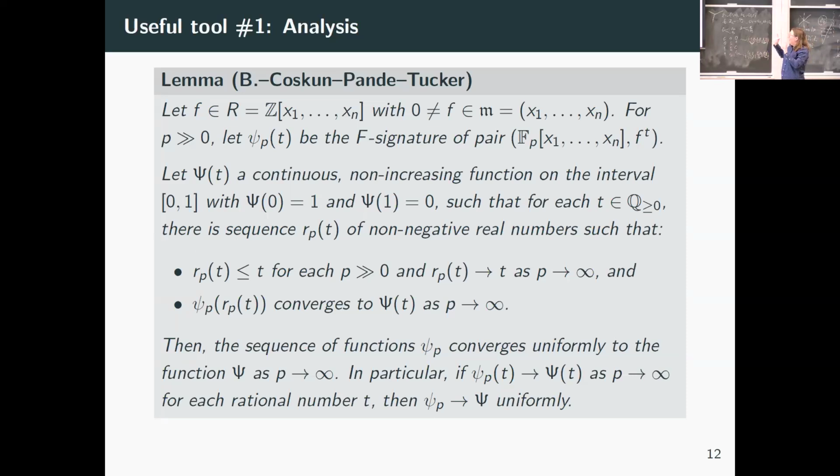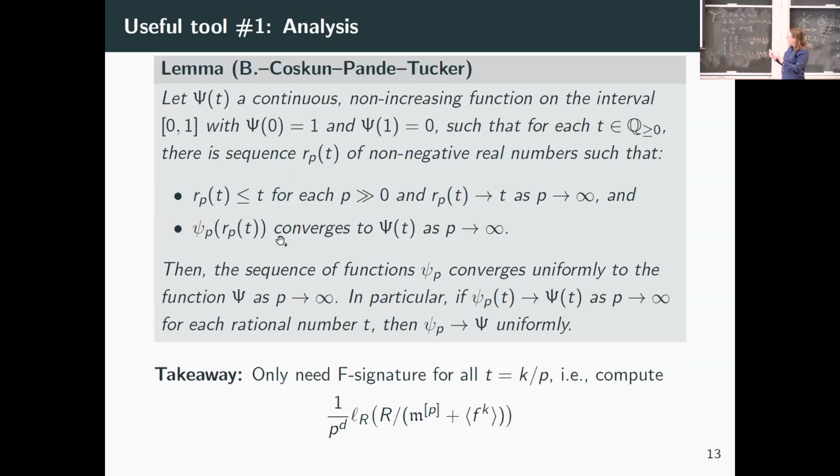The big takeaway is that, okay, if I can find some nice specific sequences, I can get some kind of uniform convergence statements. More specifically, the takeaway here, in this last sentence, is that I can get away with only computing the F signature for t's of this specific form of k over p, because of this nice continuity and convergence I had.